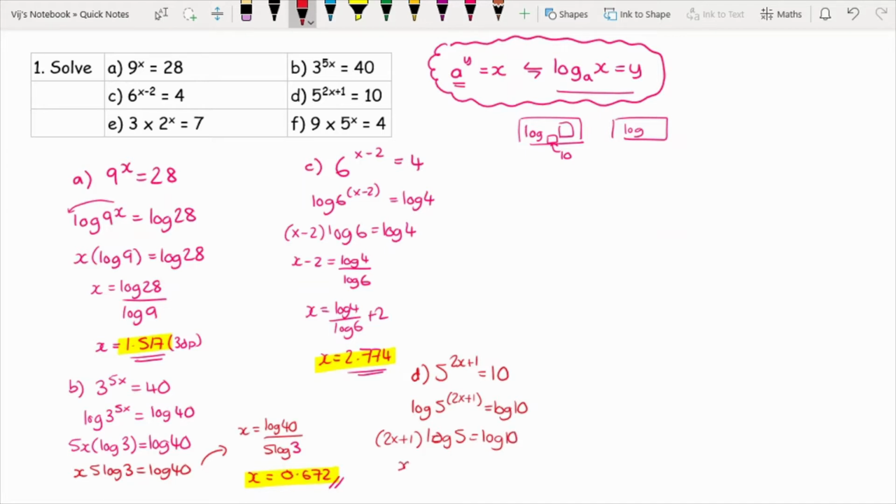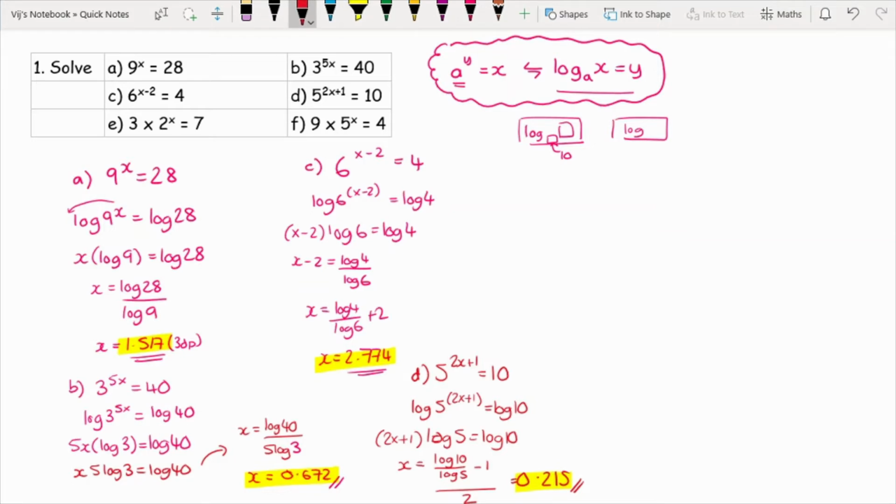So to save a bit of time, I'm going to have my log 10 over log 5. Now for this, I'm going to have to take away 1 and then divide by 2. If I type this into my calculator, which I'm going to do now, I've got log 10 divided by log 5 minus 1 divided by 2 equals, and it's going to be 0.215 to 3 decimal places. And let's just quickly highlight that answer.